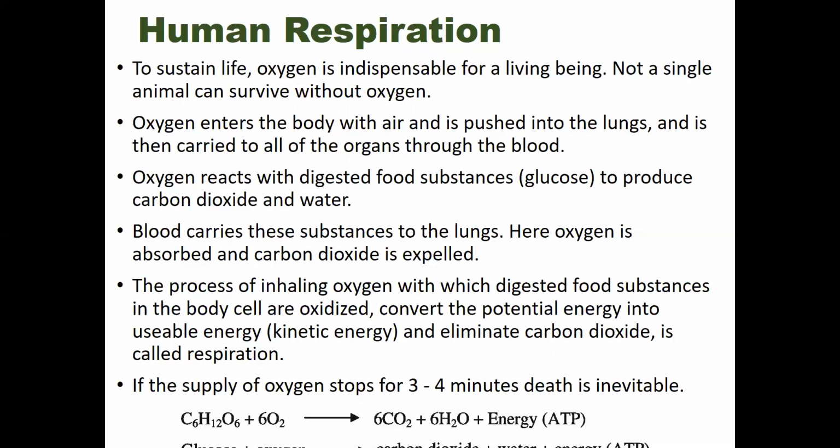Oxygen enters the body with air and is pushed into the lungs and is then carried to all of the organs through the blood. Within the somatic or body cells, food substances use oxygen to break down the digested food substances, like the food we consume, to produce heat and energy. This heat keeps the body warm and supplies necessary energy.